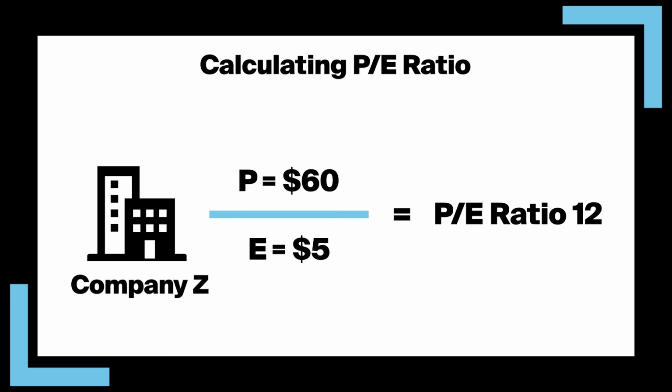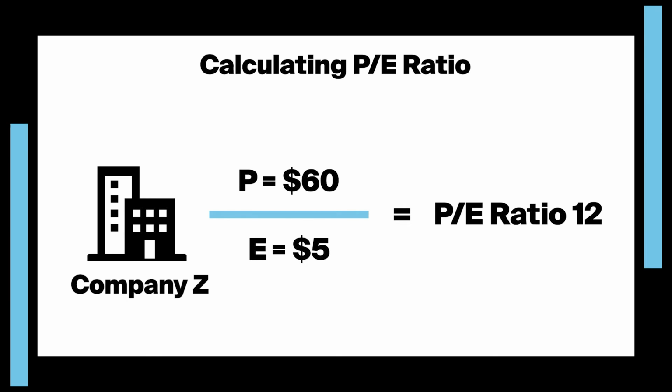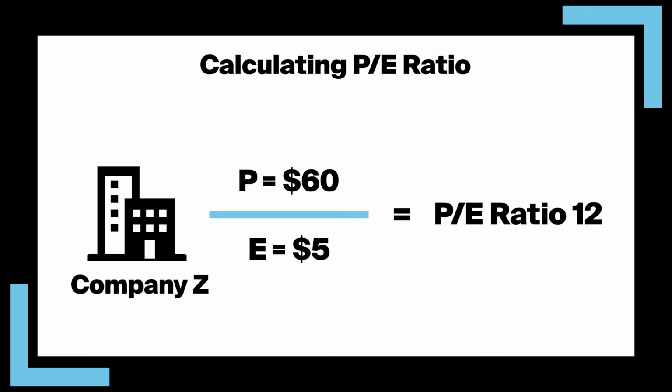A low PE could indicate that the current stock price is low relative to earnings and possibly undervalued. However, some stocks may have low PE ratios because investors think they have limited growth potential. A high PE might mean the price is high relative to earnings and therefore overvalued. That said, some companies could have a high PE because they're expected to grow, eventually becoming more profitable. Sometimes investors are willing to pay a higher share price today because of future growth expectations.